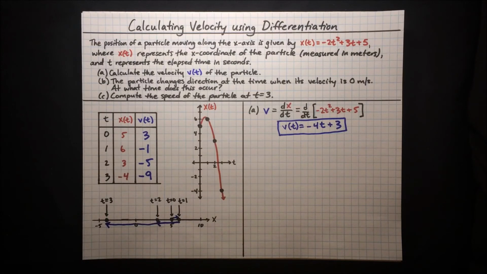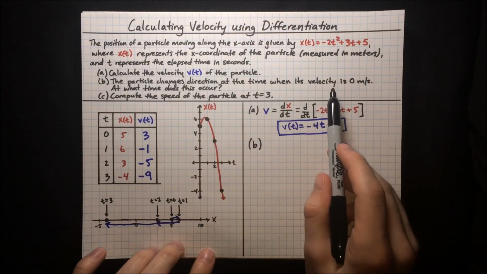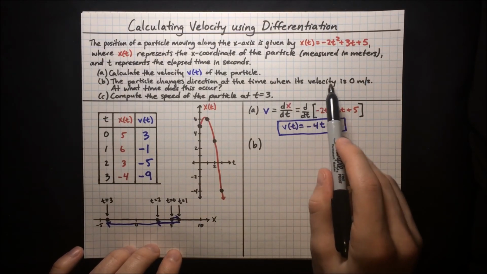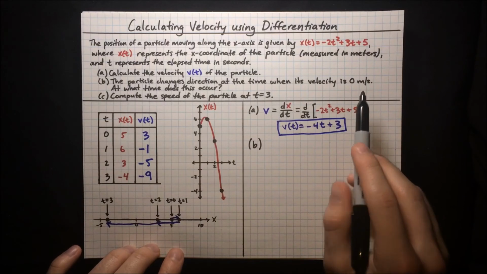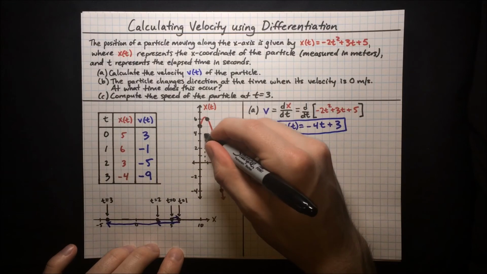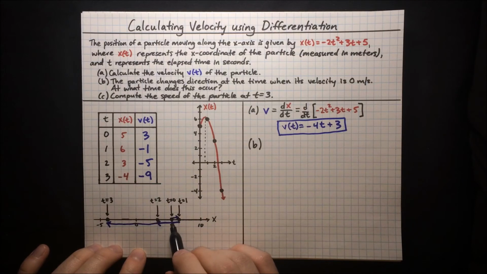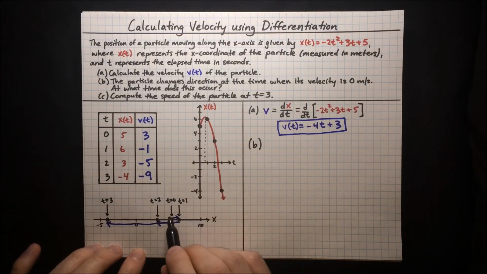So now we're ready for part B. For part B, we want to find when the particle changes direction. Well, it changes direction when its velocity is 0 meters per second, and that's right about at the peak of the parabola, somewhere between time equals 0 and time equals 1 second. That makes sense from our diagram too, because at 1 second we know that it's traveling towards the left, and at 0 seconds it's traveling towards the right. So sometime between 0 seconds and 1 second, it has to make that transition to stopping and then going towards the left.